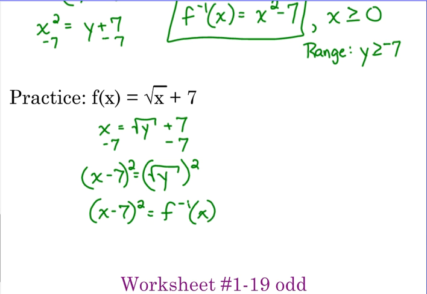So this inverse is x minus 7 squared instead of x squared minus 7. Very slight difference, but there is a difference between this parabola and the other parabola. This parabola, x squared minus 7, looks like this, restricted domain. This one, shifted right 7. Okay, difference between those two.